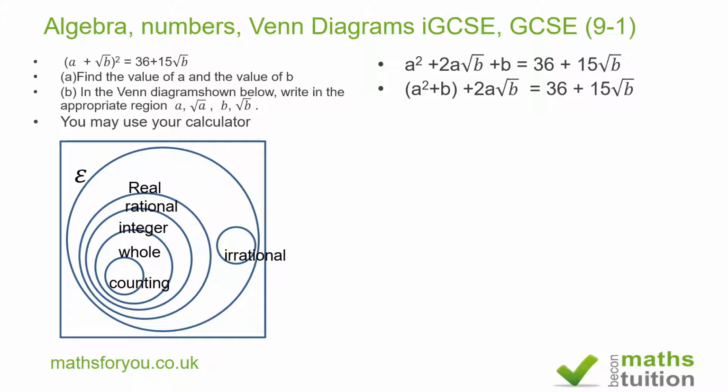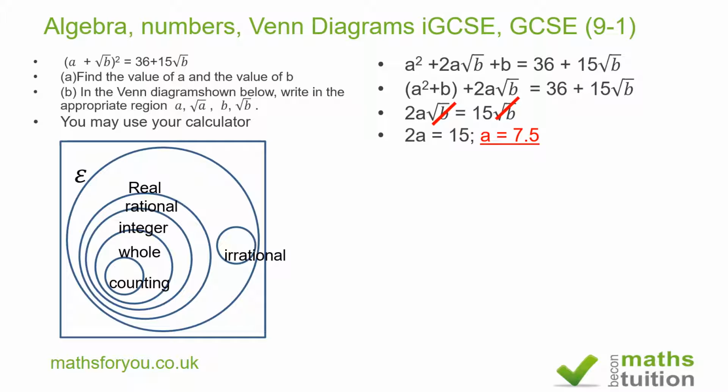Now, what comes to mind there is 2a root b and 15 root b. So those two must be equal. So if I write 2a root b is equal to 15 root b, the root b's will cancel out. So I end up with 2a is equal to 15, which means that a is 7.5.